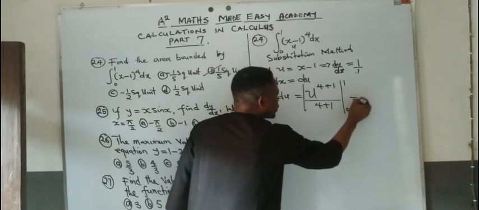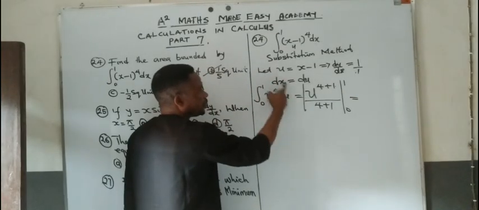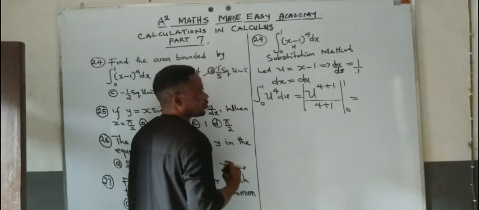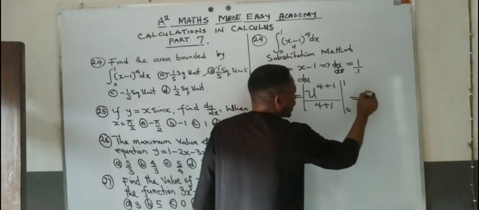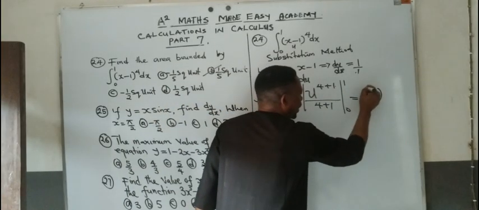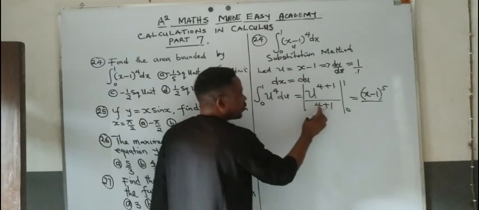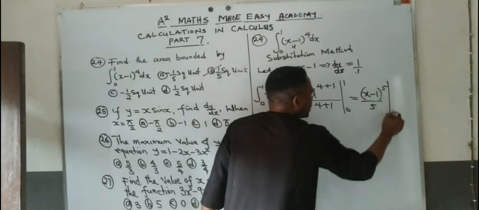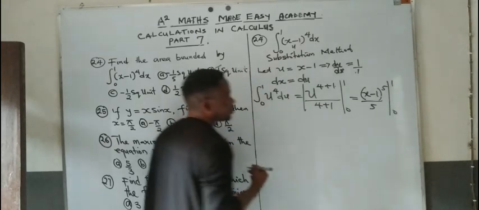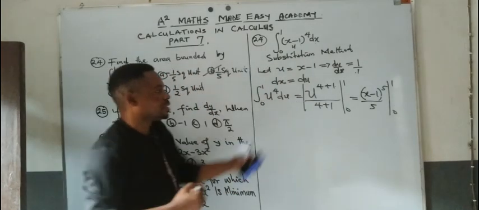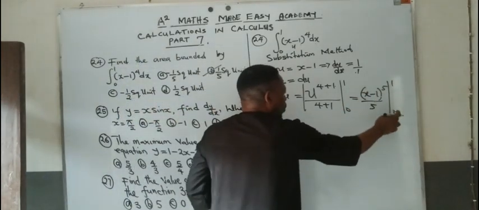My question is, do we know u? u is already given. u is x minus 1. I will now substitute and have x minus 1 in bracket, 4 plus 1 will give you 5, right? Then all over 4 plus 1 will only give you 5. Then bounded by 1 and 0. Finally, you now take the difference between upper limit and lower limit.